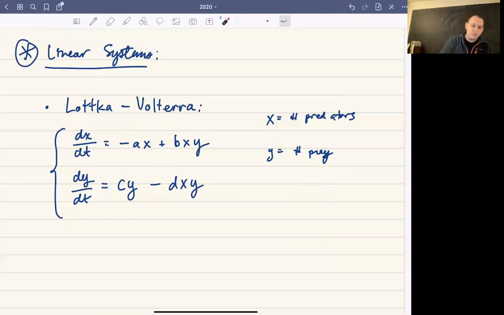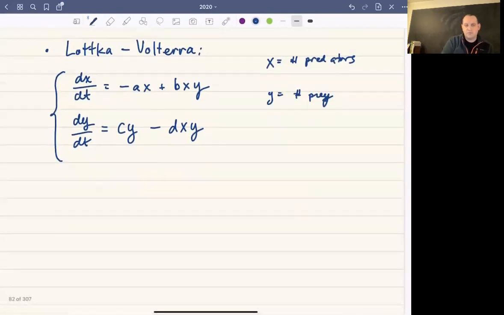Now, the systems that we're going to study, so this is a slight misnomer here. What I have here is not a linear system. So we're going to start by talking about systems of ODEs, like this Lotka-Volterra model.